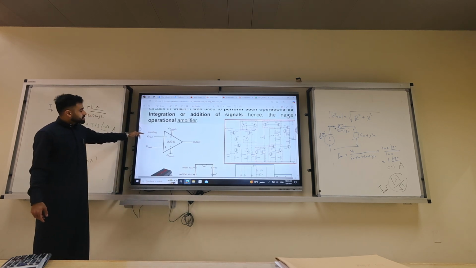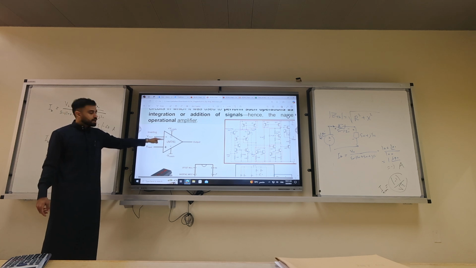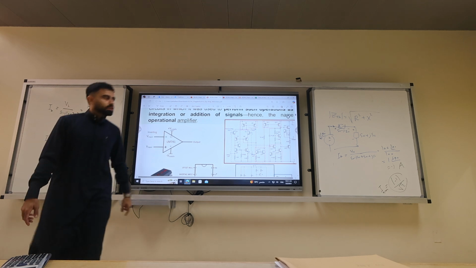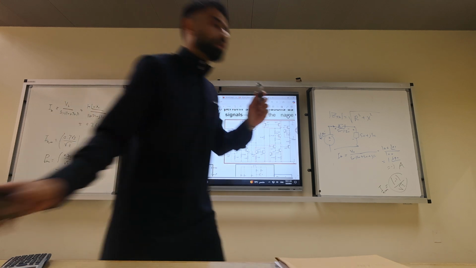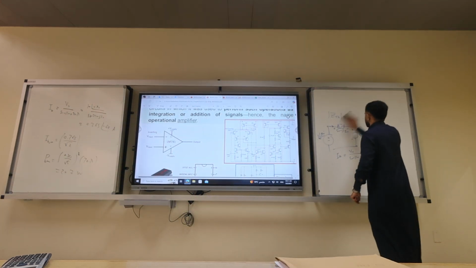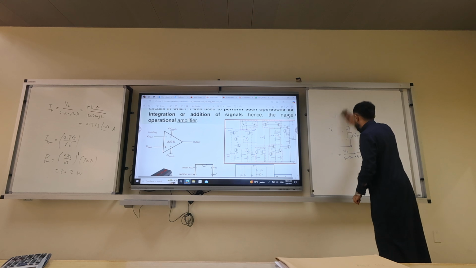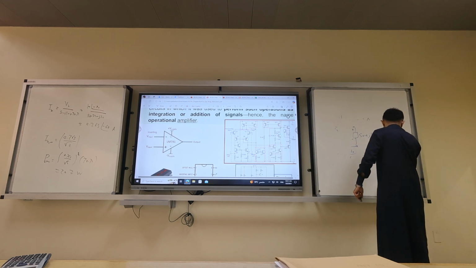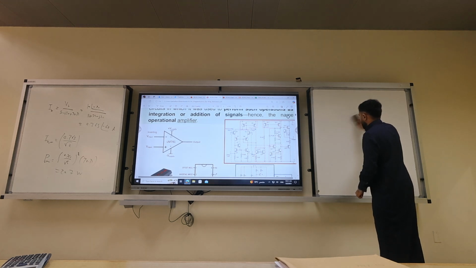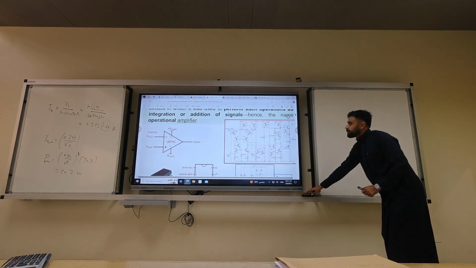So this is the inverting side. This is the positive side. What does it mean? And focus with me, guys, because many students, whenever they see an op-amp in the exam, they get scared. The op-amp has a triangle shape, okay?